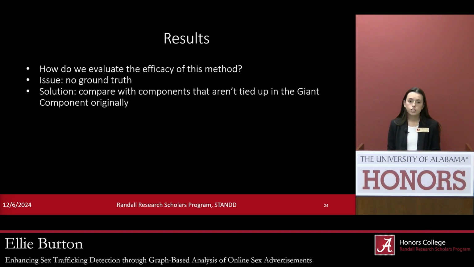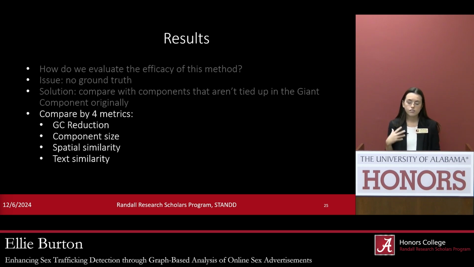So our solution is to compare it with benchmark nodes or components that aren't linked up in the giant component originally. We're looking to see: do these new components that we've decomposed out of the giant component fit our heuristics of what the components should look like in the first place? This is going to be by 4 metrics. Firstly, the giant component reduction in and of itself. How well does a certain threshold do at reducing the giant component?